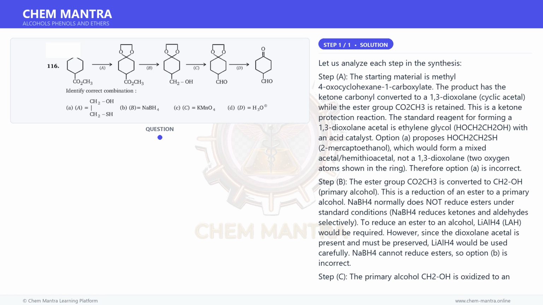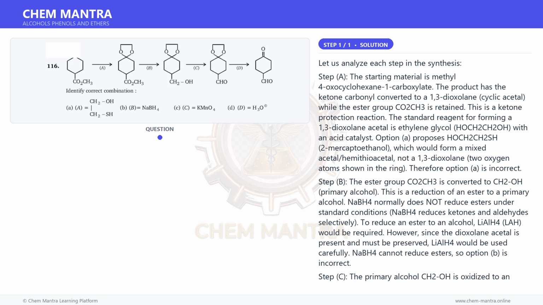Step B. The ester group CO2CH3 is converted to CH2OH, a primary alcohol. This is a reduction of an ester to a primary alcohol. NaBH4 normally does not reduce esters under standard conditions. NaBH4 reduces ketones and aldehydes selectively.